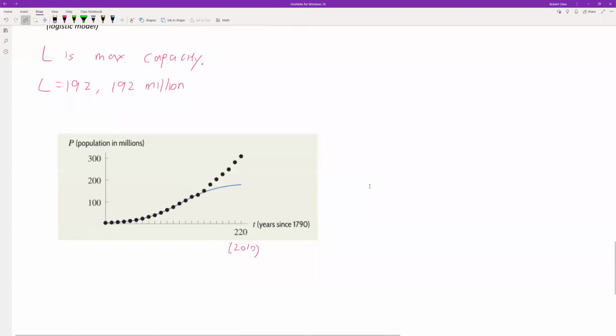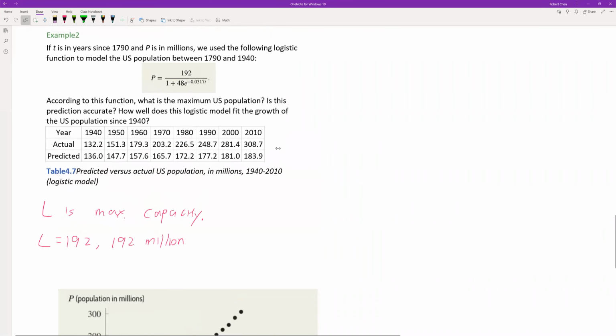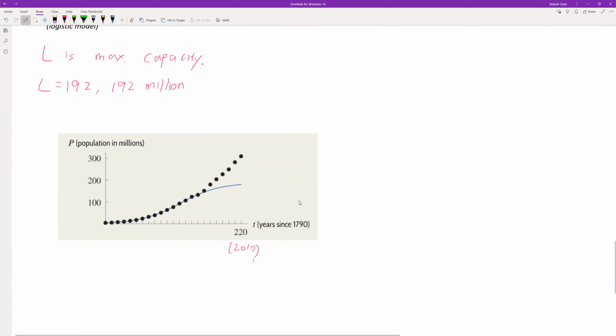Here is the graph for our logistic model P, represented by the blue line. The black dots are the actual population for the U.S. since 1790 to t equal to 220, which is the year 2010. You can see that before right here, in this part, it's pretty accurate. And you can see that after here, it just keeps on increasing and increasing.